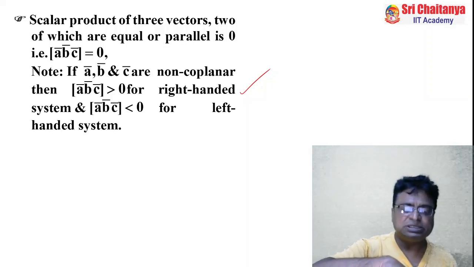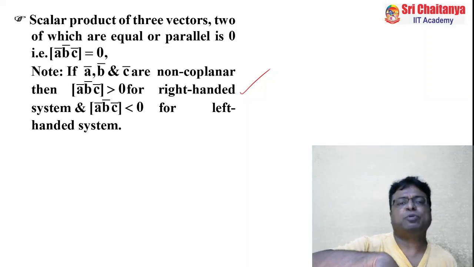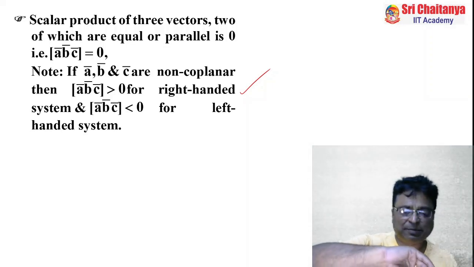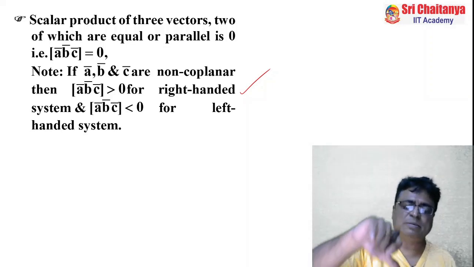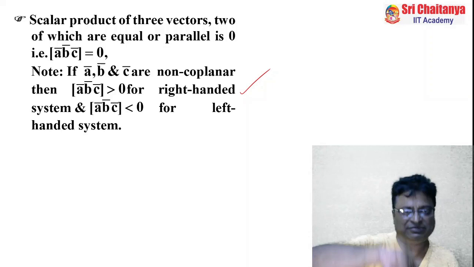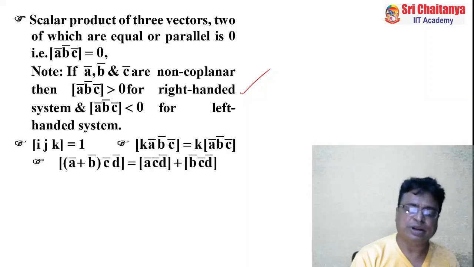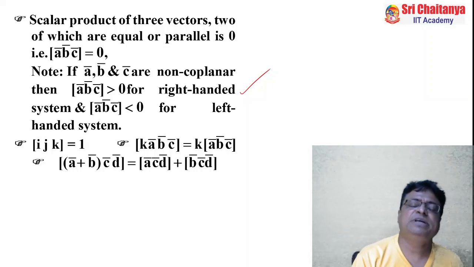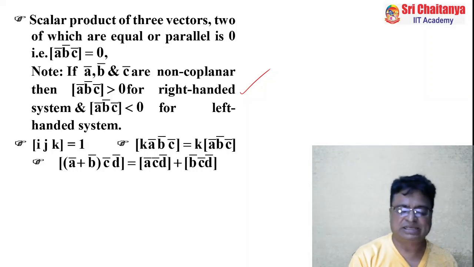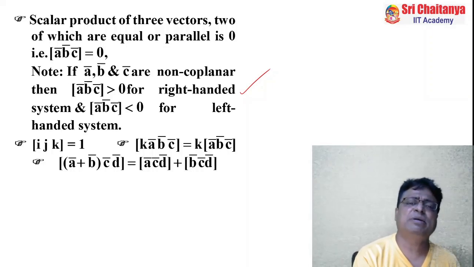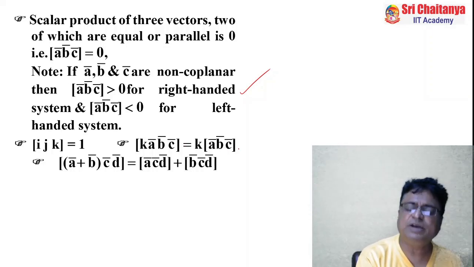Box ABC less than 0 means the left hand thumb rule. That means C bar is perpendicular to the plane of A bar and B bar, but it is in the reverse, below direction to the plane of A bar and B bar. Okay. And if i, j, k are unit vectors along X, Y, Z, then box ijk equals 1, and box k A bar, B bar, C bar equals k into box A bar, B bar, C bar.